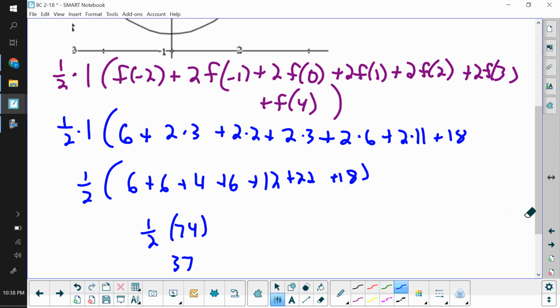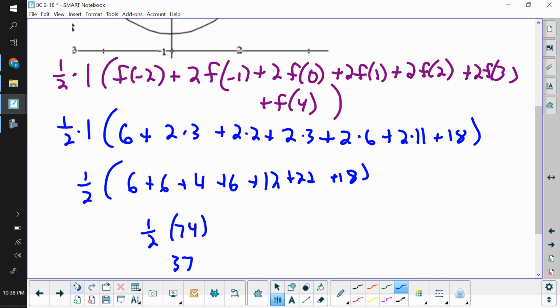All right, so here is each of your values subbed in. You've got each of your y values, and I left them with the 2 not multiplied out at first, just so you can check somewhere if you needed to. And everything combined should eventually give us 37. So that represents our approximate area under the curve.